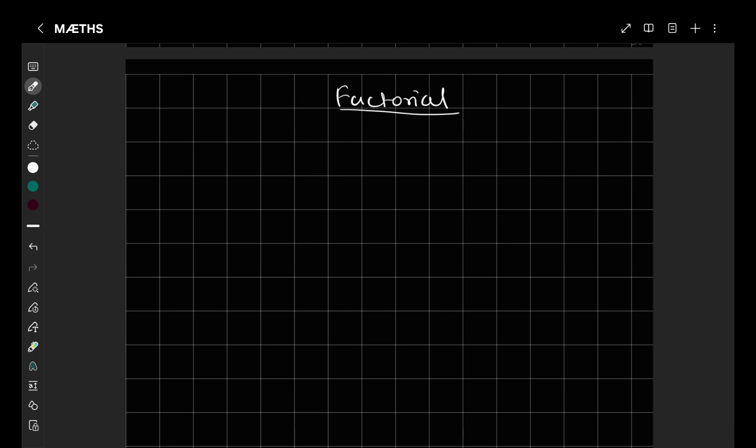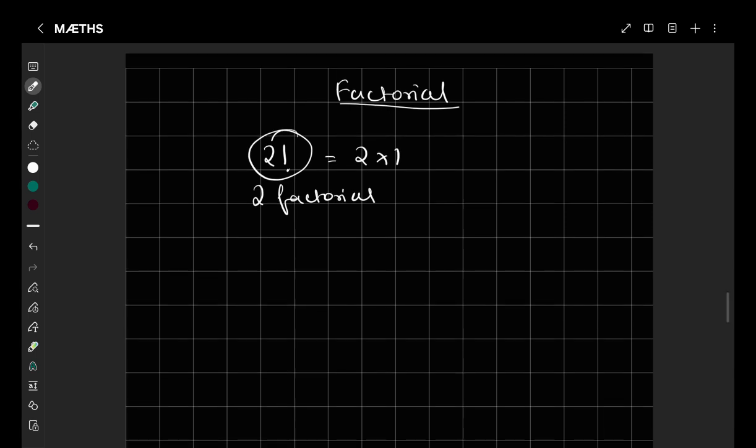Take any real number, 2. Now, we will add an exclamation mark in front of it. This will be called together as 2 factorial. Alright? And this is 2 into 1. Now I'll give you another two examples that will make you understand it easier. 3 factorial is 3 into 2 into 1, and 4 factorial is 4 into 3 into 2 into 1.